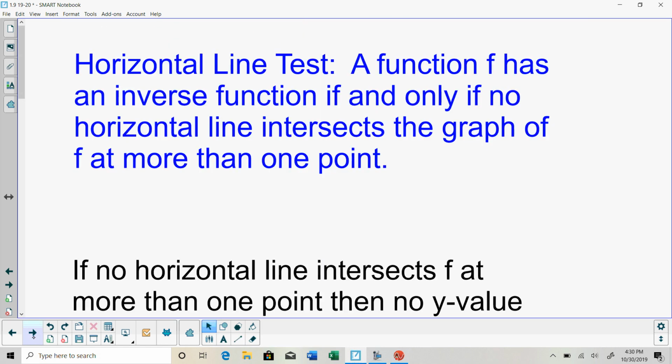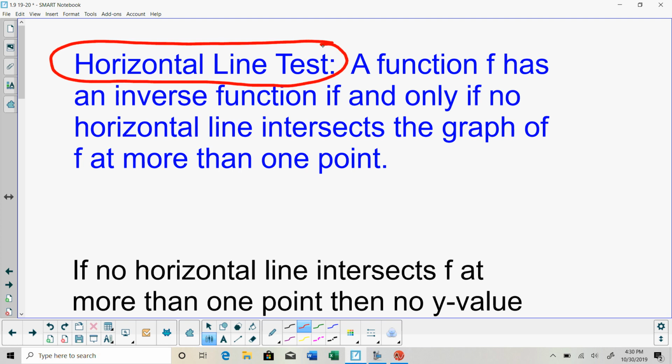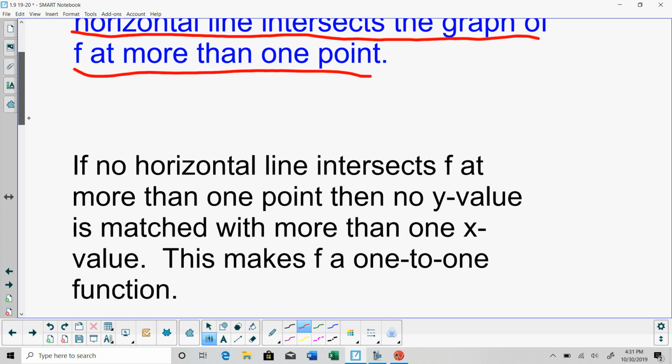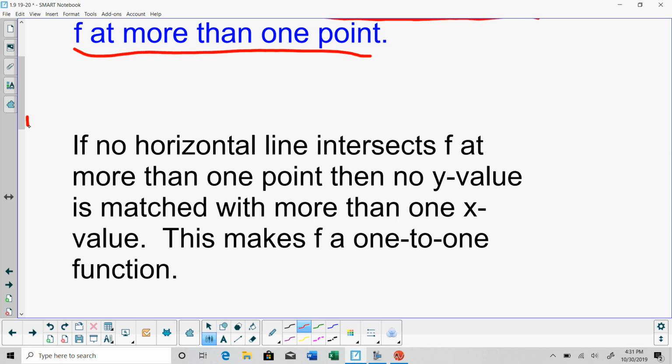Okay, so that brings up something called the horizontal line test. The horizontal line test is a test to let you find out whether a function's inverse will also be a function. So a function f has an inverse function if and only if no horizontal line intersects the graph of the function f at more than 1 point. So that's our horizontal line test. If no horizontal line intersects function f at more than 1 point, then no y value is going to be matched with more than one x value, and this makes f a one-to-one function.